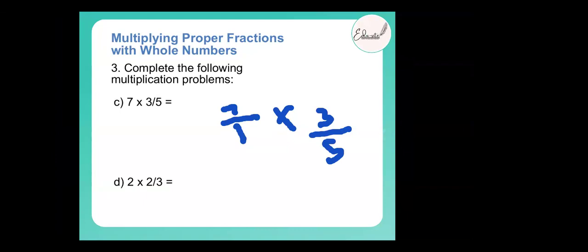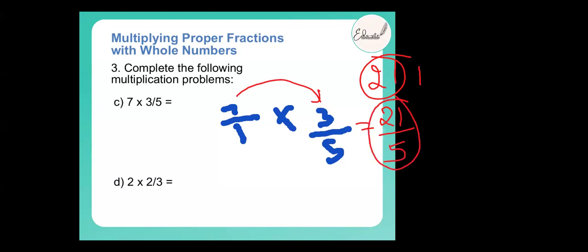Wait, what is 7 times 3? 7 times 1 is 7, 7 times 2 is 14. What is 7 times 3 equal to? 14 plus 7. It is 21. So 7 multiplied by 3 is nothing but 21. And 5 multiplied by 1 is 5. So this is your answer, 21 over 5.